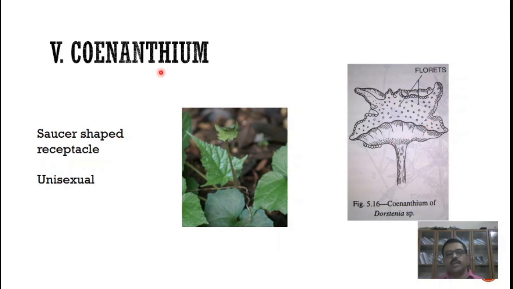So this is called COENANTHIUM, in which the peduncle is saucer shaped and it bears unisexual flowers with female flowers at the center and male flowers towards the side. And this receptacle is not closed, it remains open with incurved sides, and it is found in Dostenia.